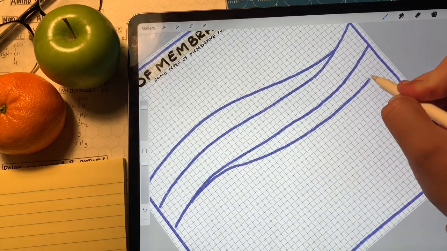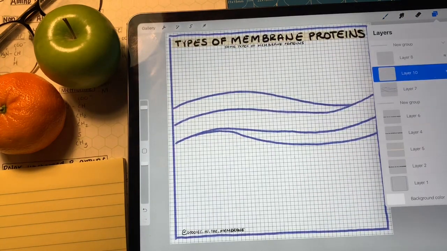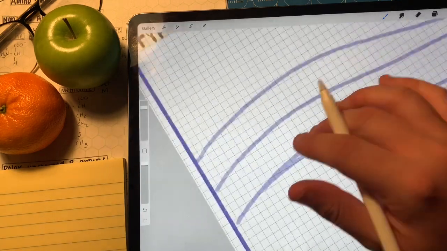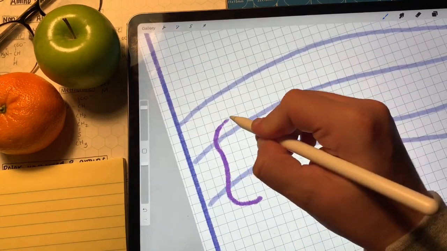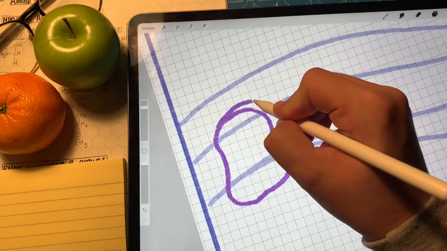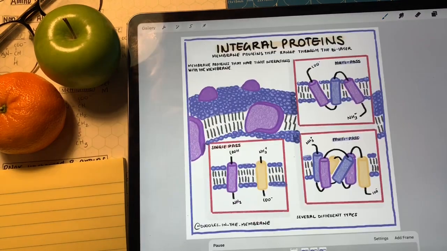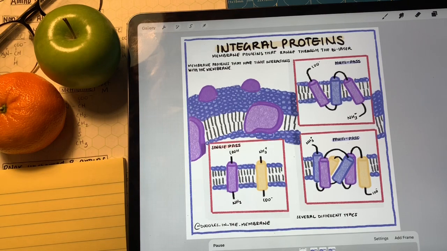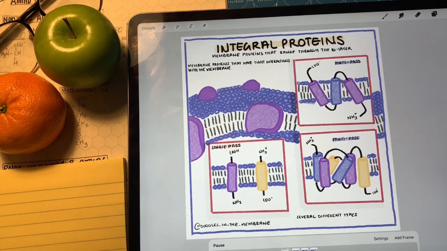Probably the first protein that I wanted to find a creative way to talk about, and the different types of it, were integral proteins. Integral proteins are kind of like the most common protein type when first talking about cell membranes and bilayers. The interesting thing about these proteins is that they have really strong interactions with a membrane. And there's many different types.